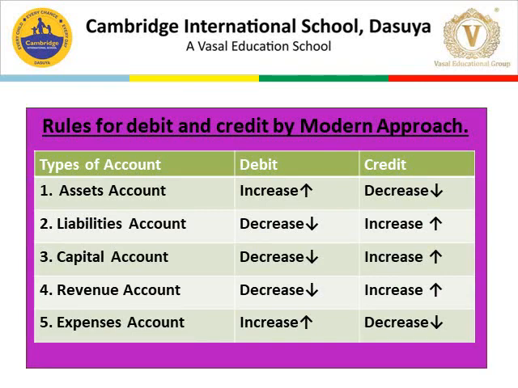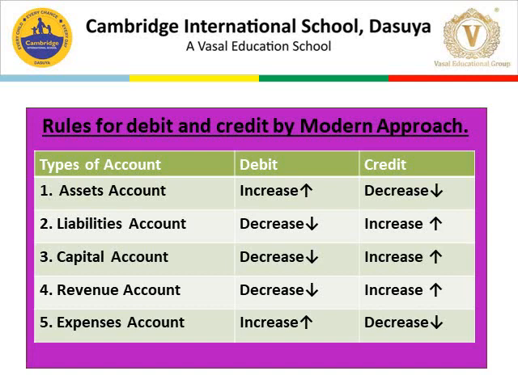Here are the rules of debit and credit by the modern approach. It covers five accounts: assets account, liabilities account, capital account, revenue account, and expenses account. Rules. First rule is for assets account. When assets increase, it is debited. When they decrease, credited. Liabilities. When the amount of liabilities increases, it will be credited, and when the amount of liabilities decreases, it will be debited.